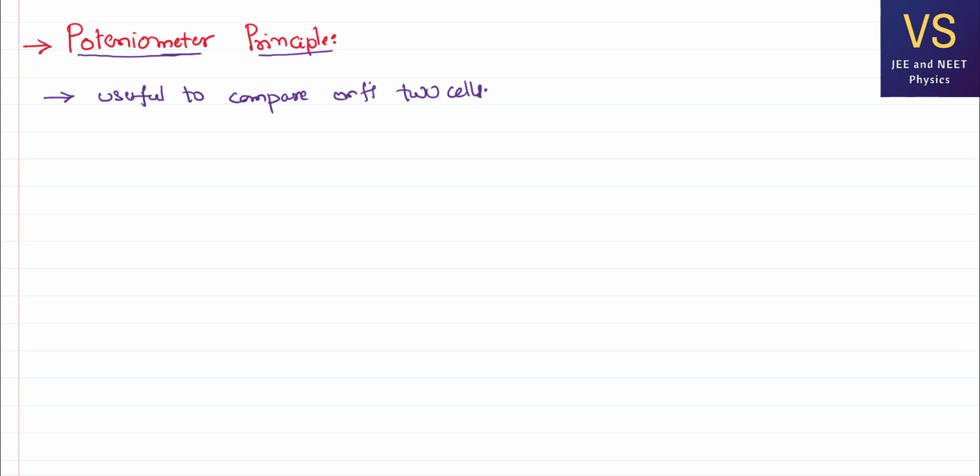You want to compare the potentials, EMFs. How much is that? You can do that using a potentiometer. You can also find the internal resistance of a cell. If a cell is given to you, what is its internal resistance? We can find out using a potentiometer. Anyway, you can compare the EMFs of two cells using a voltmeter too. A voltmeter also can do this job.